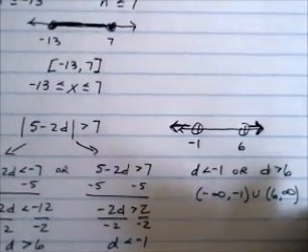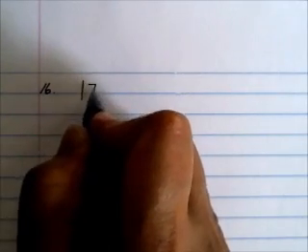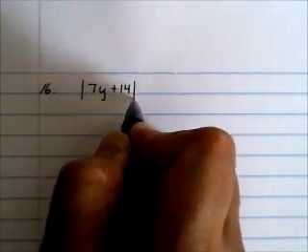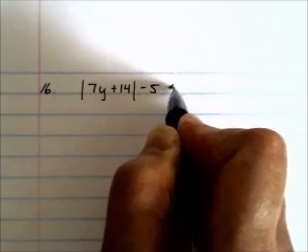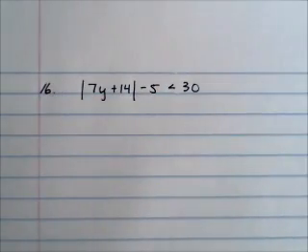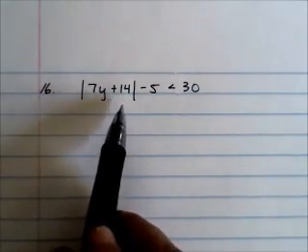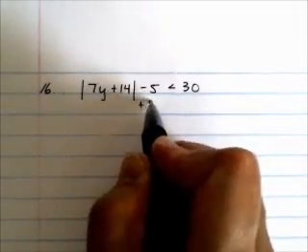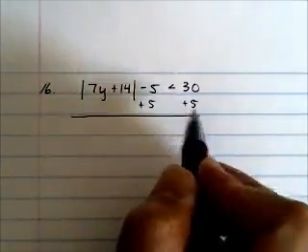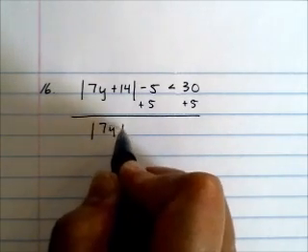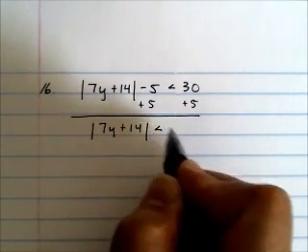And the last one we're going to do is numbered 16. It's another absolute value inequality: the absolute value of 7y plus 14, subtract 5, is less than 30. Okay, so we need to isolate the absolute value first. So our first step is to add 5 to both sides. So the absolute value of 7y plus 14 is less than 35.